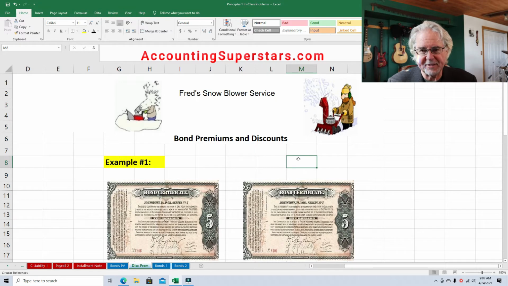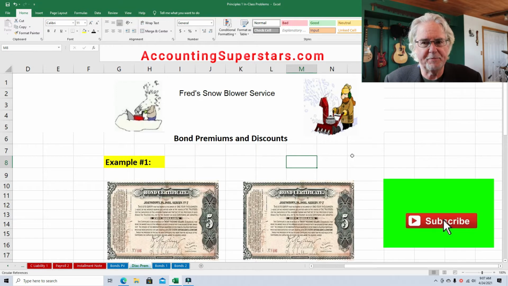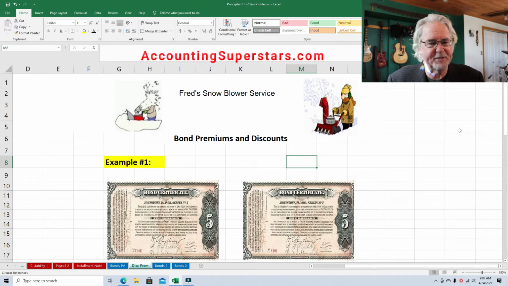We can apply it to real estate. We can apply it to all kinds of things. So here we go. This lesson is meant for people who are probably at the very end of Principles of Accounting 1, or maybe at the beginning of Principles of Accounting 2, or possibly even in intermediate accounting. So this is just meant to be a brief introduction to bonds.